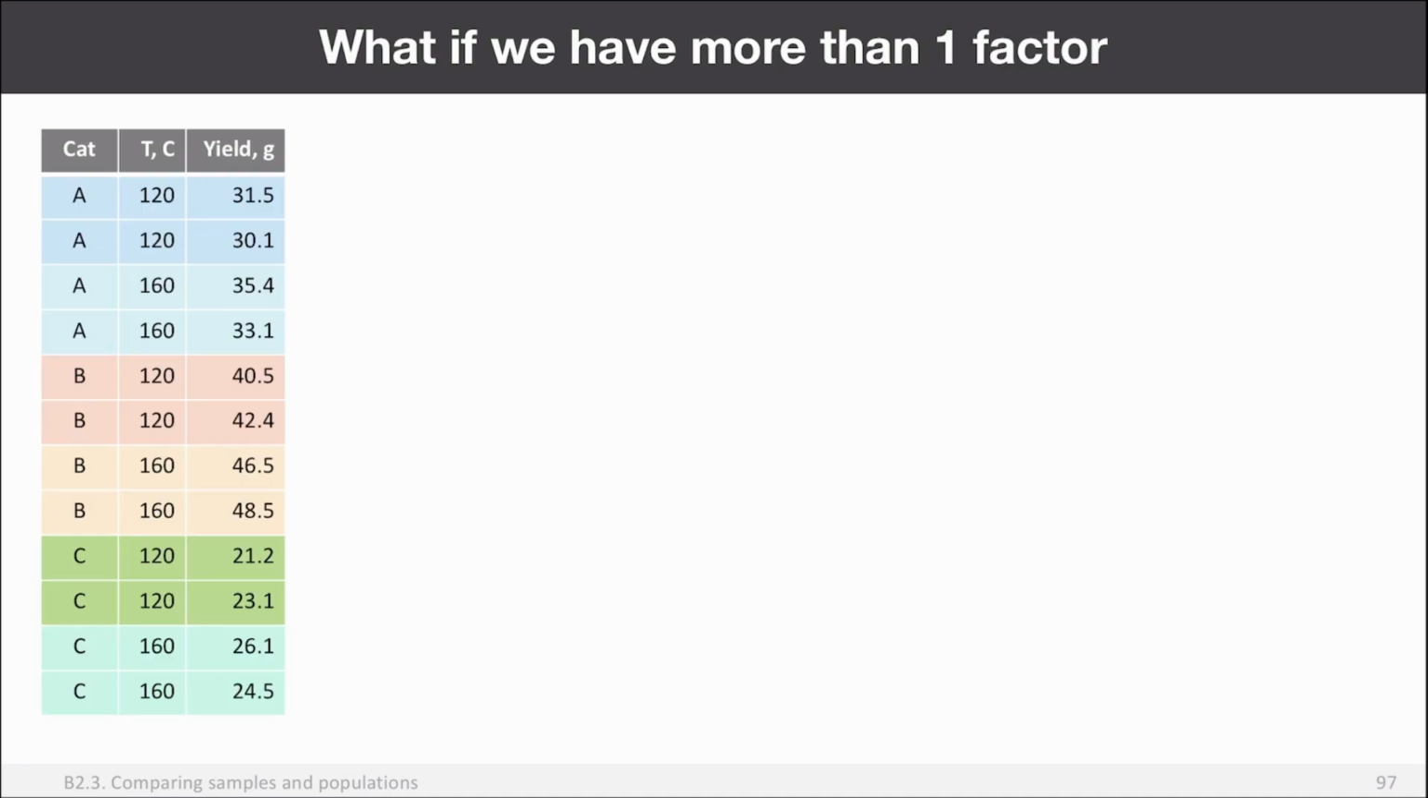You can see that in this case, I still have the chemical reaction, and then I have yield as a response. And then two factors. It's the temperature of the reaction, and you can see I have two levels, 120 and 160 degrees. And then the catalyst type, and I have three different catalyst types, right? So you can see I try all possible combinations.